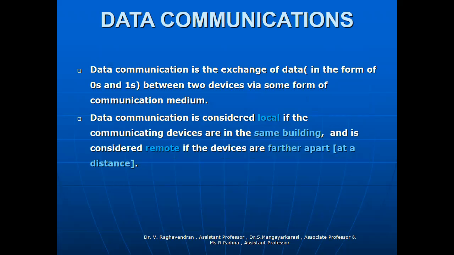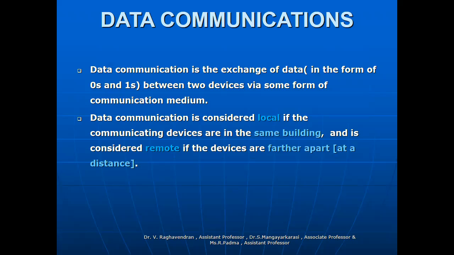Data communication is the exchange of data between 2 devices via some form of communication medium. The 2 devices are called the sender and the receiver, otherwise also known as source and destination. In data communication, the data is in the form of zeros and ones. Next, data communication is considered in 2 categories: local communication and distance communication.